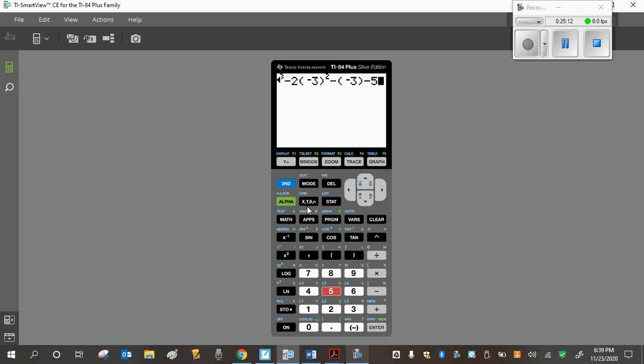I wish you could see everything on the screen. That's how it looks. Well, you can see this is x cubed, subtract 2x squared, so wherever you see a negative 3, that used to be where your x used to be. Then you press enter, and it gives you the answer, negative 47.